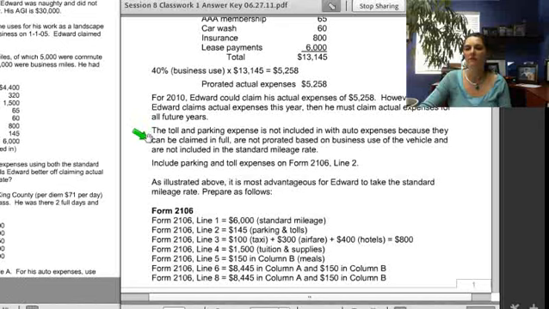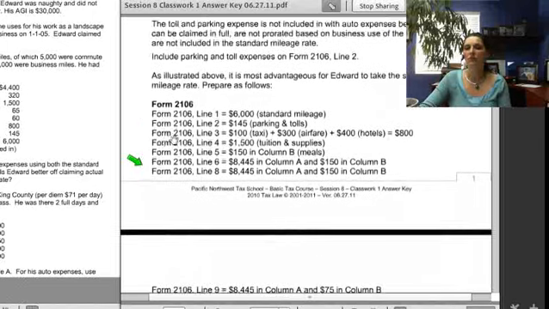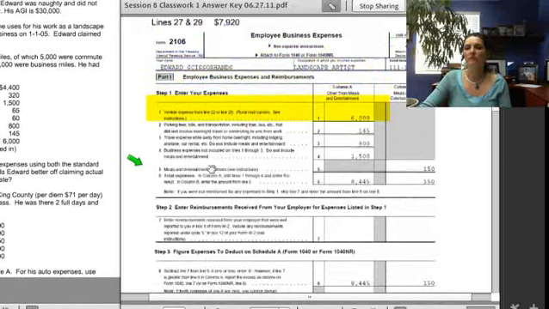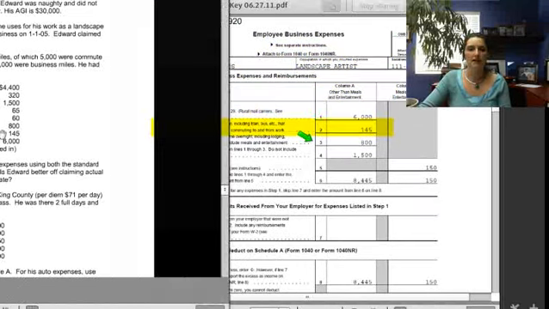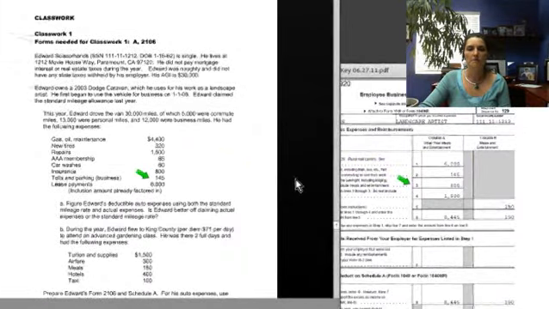We include parking and toll expenses on line 2 of Form 2106, not on line 1 with other auto. So here is the Form 2106. On line 1, we enter the standard mileage rate that we figured for the car. On line 2, we enter the parking and toll. So you can see here we have the $145, and we entered that on line 2.